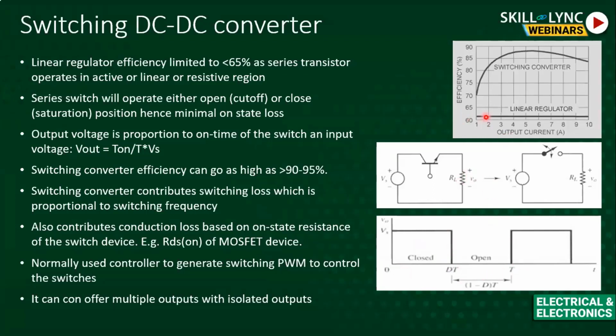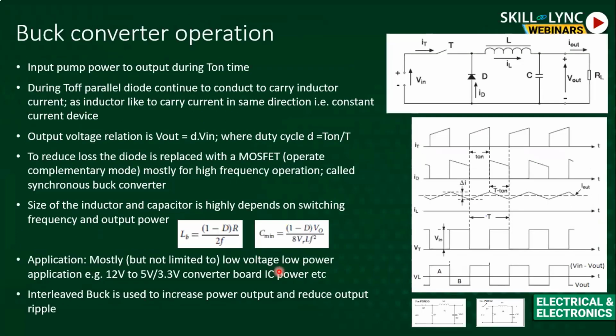And if you see the efficiency here, the efficiency of a linear regulator is around 60% or slightly above, whereas the switching converter can operate up to 90-95%. This graph is saying less than 90, but in today's world it is going up to 90-95 and beyond that also in many cases. So I'll go to the next topology, which is very popular and a starting topology. I would say it is the buck converter.